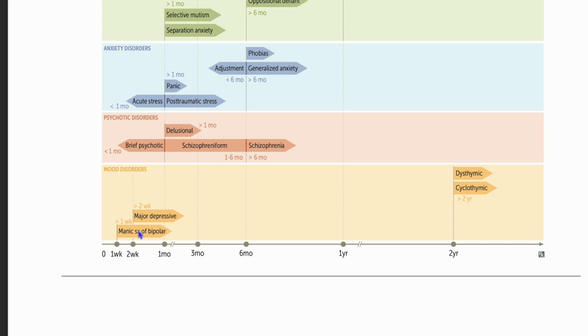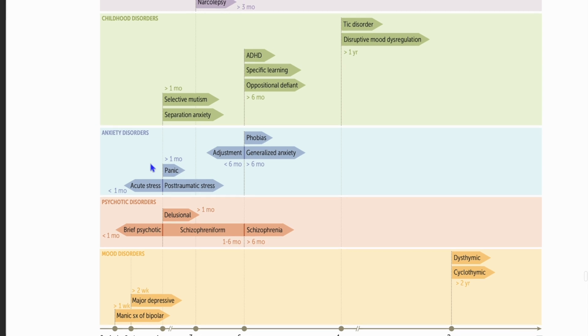So manic or symptoms of bipolar, it has to be more than 1 week. And then for major depressive, it's more than 2 weeks. Dysthymic and cyclothymic, it's more than 2 years. And anxiety, panic more than 1 month. Acute stress is less than a month, and post-traumatic is more than 1 month. Adjustment is less than 6 months. Generalized anxiety is more than 6 months, and phobias.